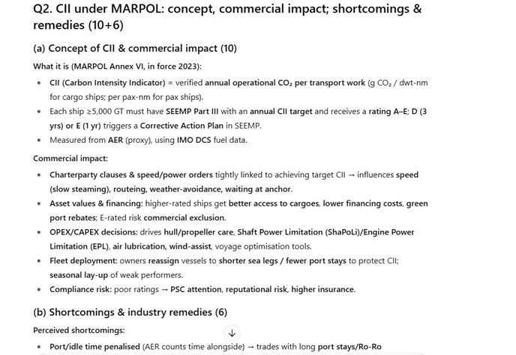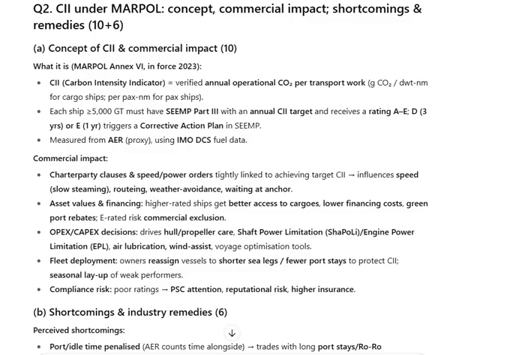Each ship above 5,000 gross tonnage must have a Ship Energy Efficiency Management Plan Part 3 with an annual CII target, and receive a rating of A to E. D for 3 years or E for 1 year triggers a corrective action plan in the SEEMP. It is measured using IMO DCS fuel data, right?